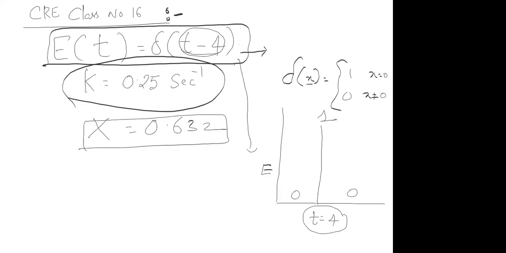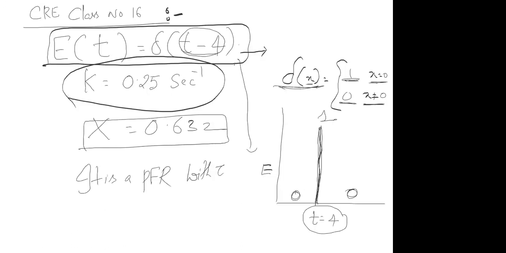So how do you represent the delta Dirac function? How do you define delta of x? It is 1 when x is equal to 0. It is 0 when x is not equal to 0. That is how you define it. Now what is delta of t minus 4? Its value is 1 when t is equal to 4. When t is not equal to 4, the rest of the values are 0. So this indicates it is a PFR with tau equal to 4.